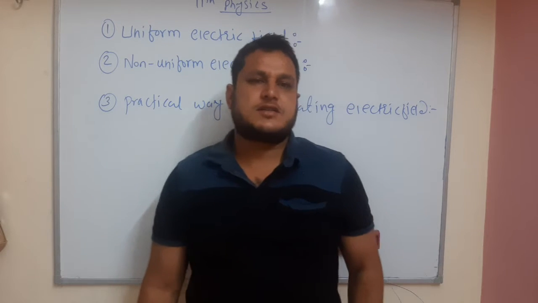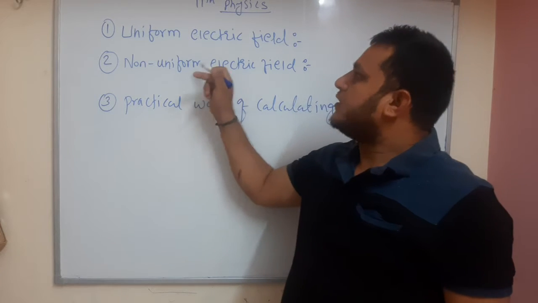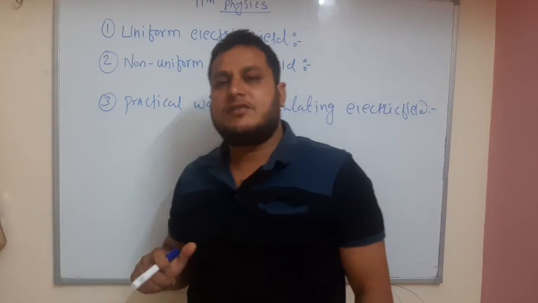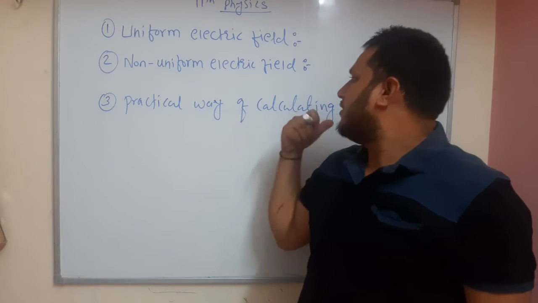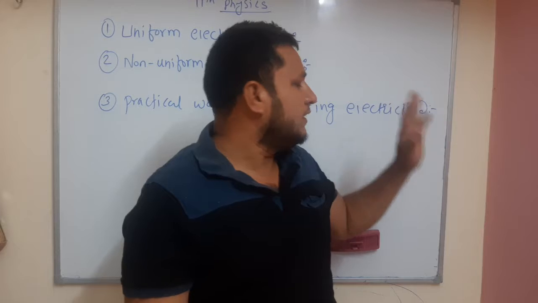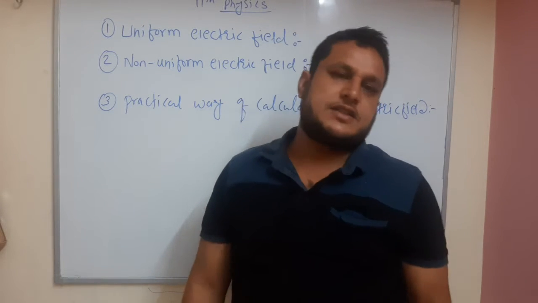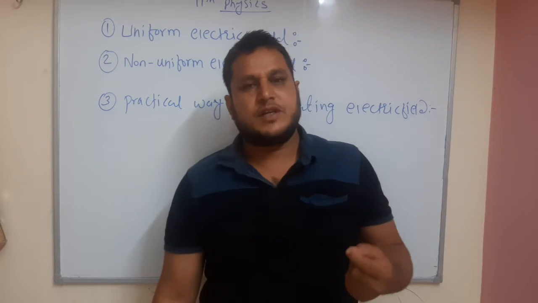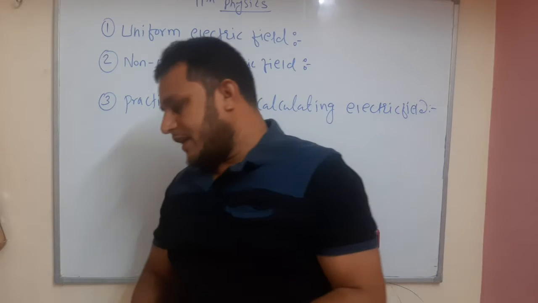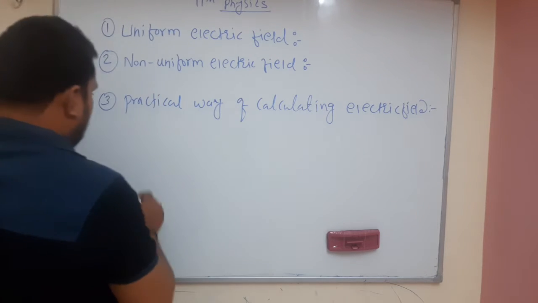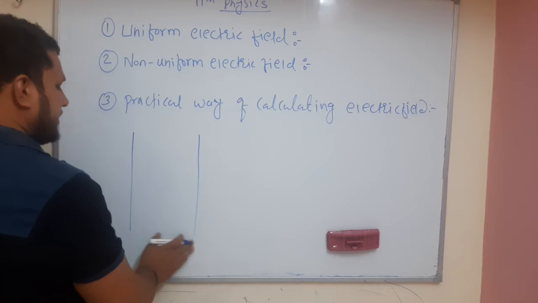Today we discuss these 3 points: uniform electric field, non-uniform electric field, and the practical way of calculating electric field. Okay, so let's start with the first point, that is uniform electric field. Uniform means what? Same. In a uniform electric field, the magnitude and the direction of the electric field are the same.